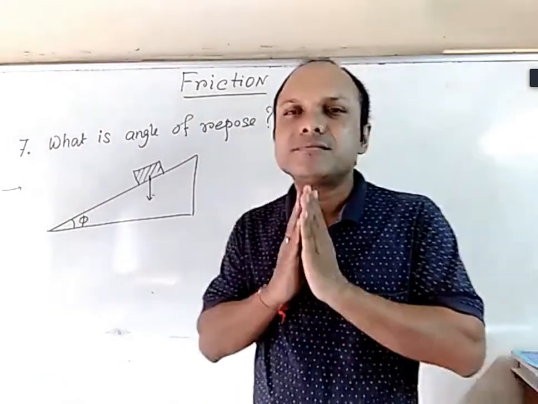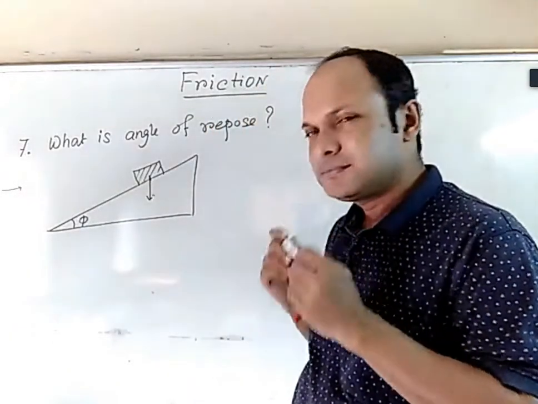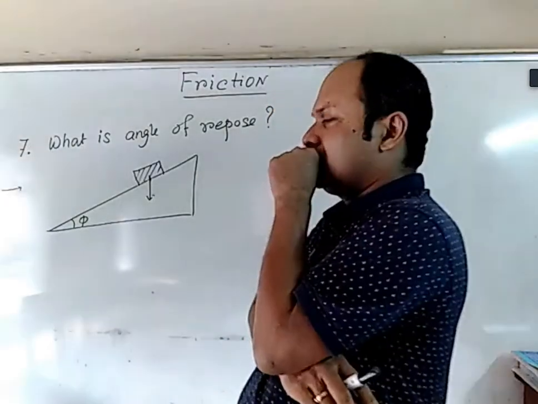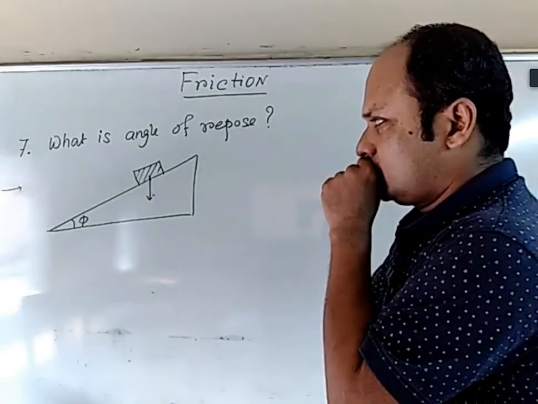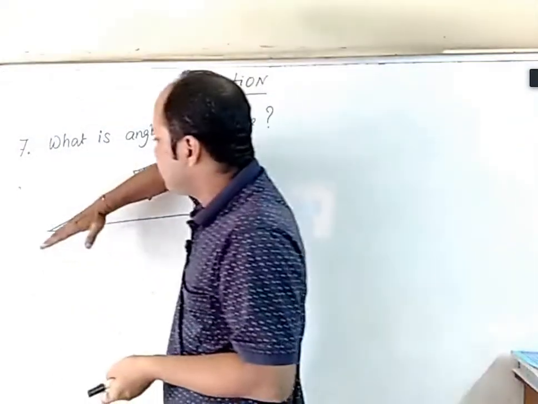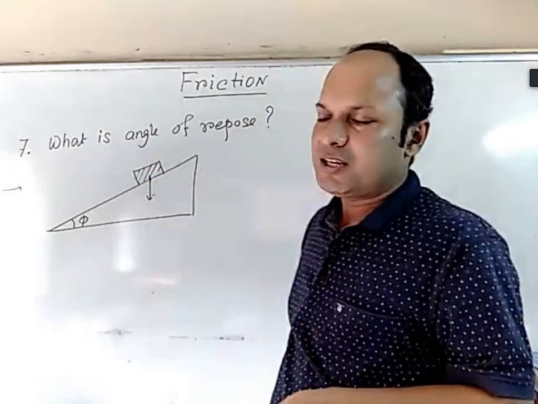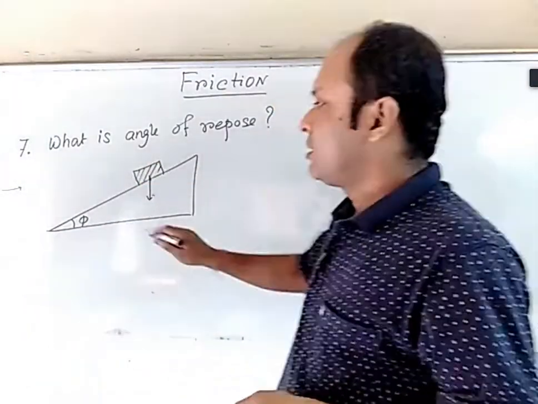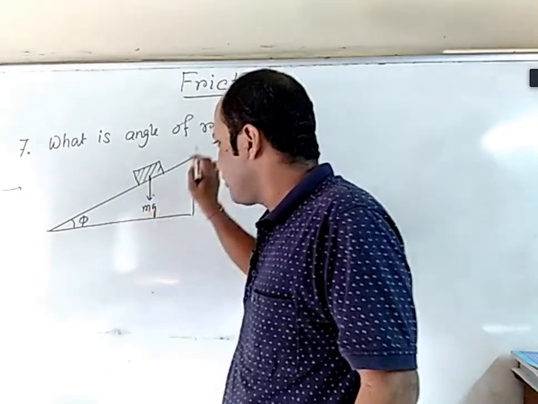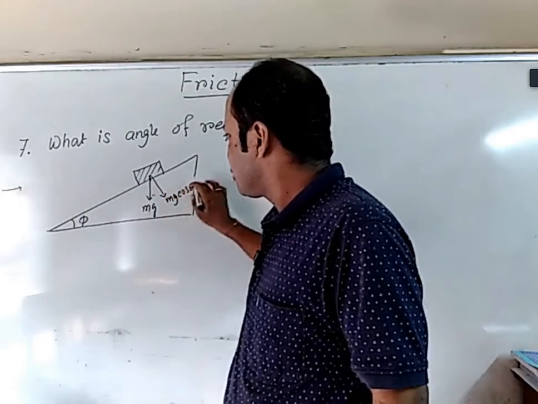Rohan, you tell me. Sir, it is the minimum angle that an inclined plane makes with the horizontal when a body placed on it just begins to slide down. That means a minimum angle up to which a body can remain in static condition is called angle of repose. You see, this is the object, this is the weight, this is the component mg cos theta, sorry, mg cos phi.